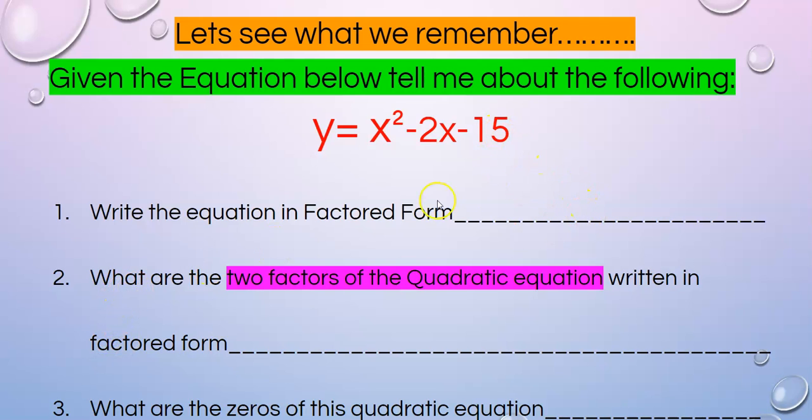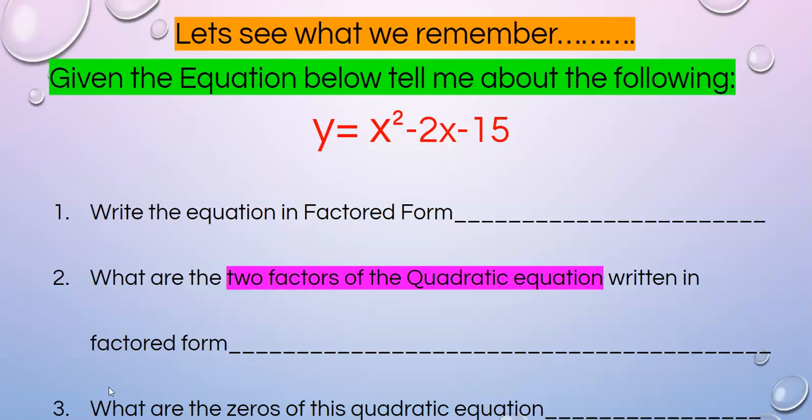And then it says once you get it in factored form, what are the two factors of the quadratic equation written in factored form? So once you factor it out, you're going to tell me what the two factors are. And then the last question says what are the zeros of the quadratic equation? So you're going to write that here. Make sure you pause the video and take care of that, and then come back and check your answers against mine.